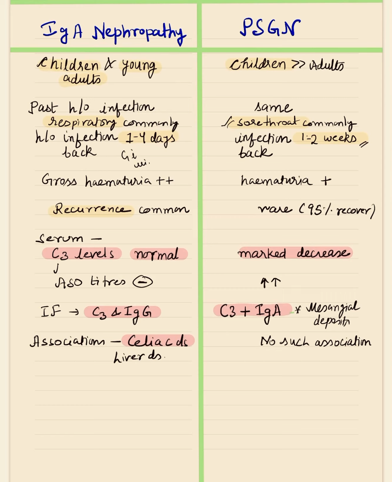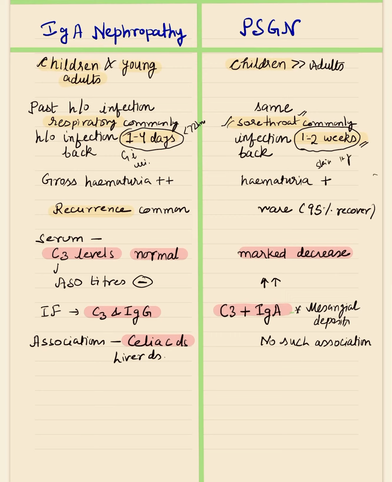So the history of infection is about 1 to 2 weeks back, and the patient has recovered from the infection, and after that there is an episode of nephritic syndrome. So it is important that latency is longer in PSGN. Here it is 1 to 2 weeks, while here it is 1 to 4 days, commonly less than 72 hours, in IgA nephropathy. And in PSGN, what type of infection will be seen? One is sore throat, and skin infections like impetigo can also be seen.